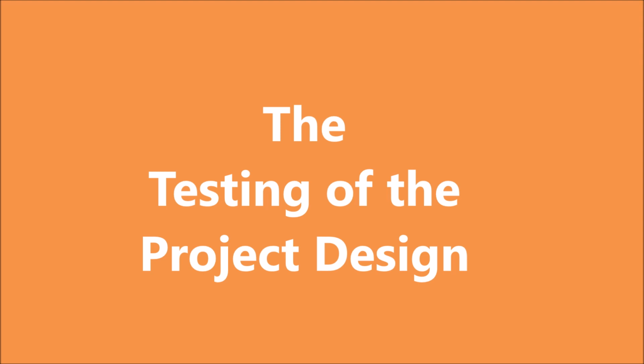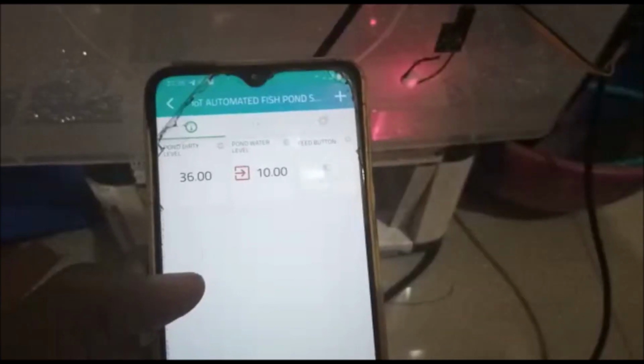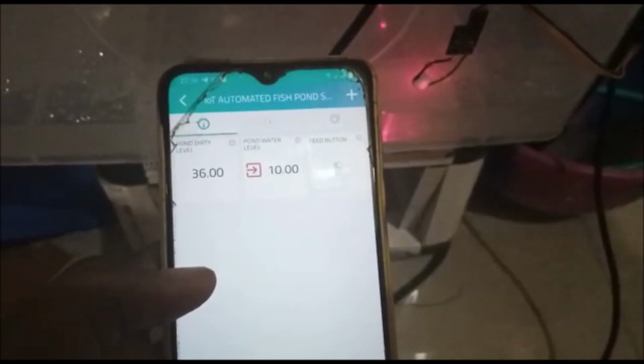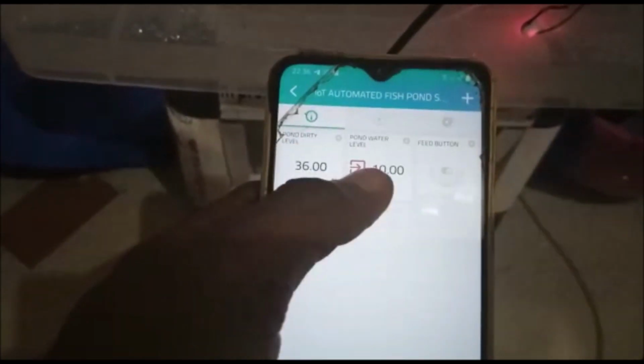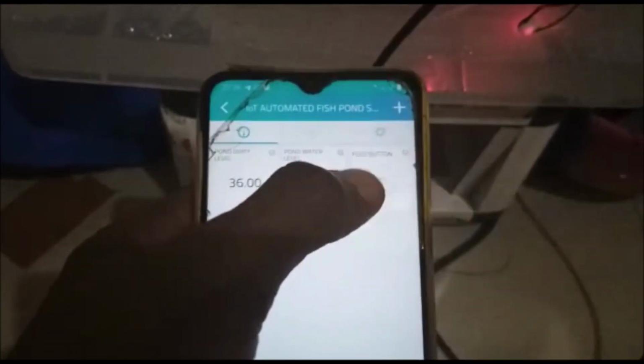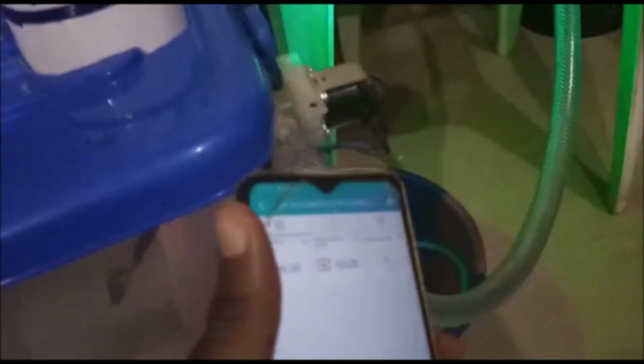Now, let us test the project design. Okay, so over here we have the IoT platform on the mobile device, automated fish pond system. Here we have the pond dirty level, which is at 36%. We have the water level, which is at 10%, and we have the feed button. And here is the pond. This is one of the feeders. Here is the other feeder, and here is the first solenoid valve that is reserved for pumping water into the system, and here is the second one reserved for draining water from the system.